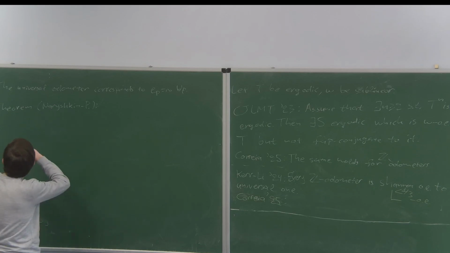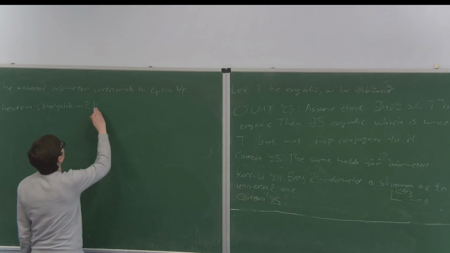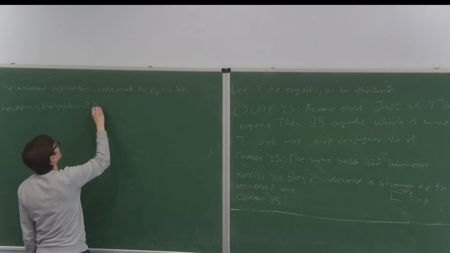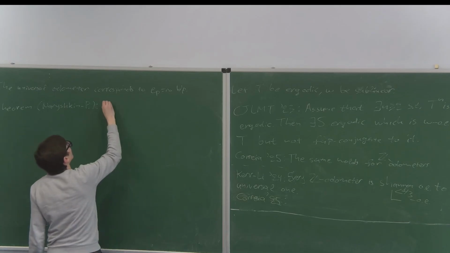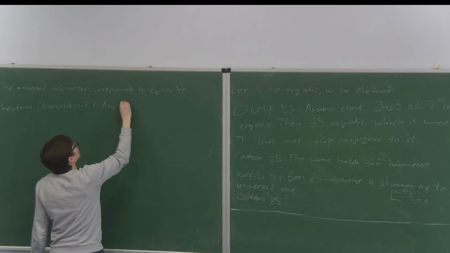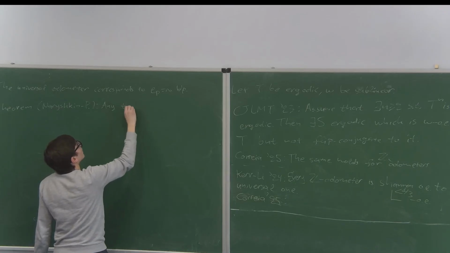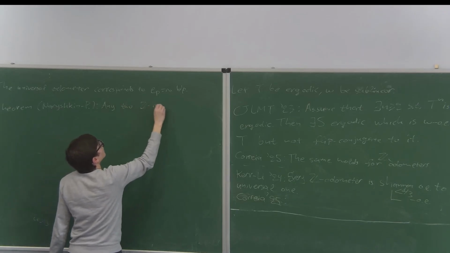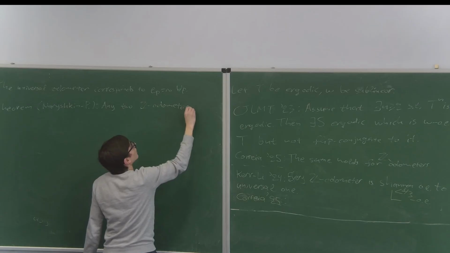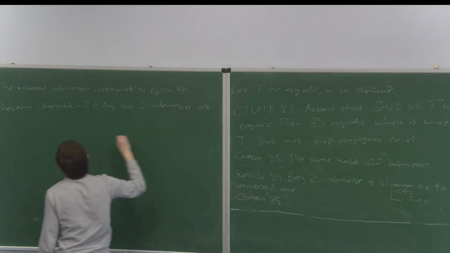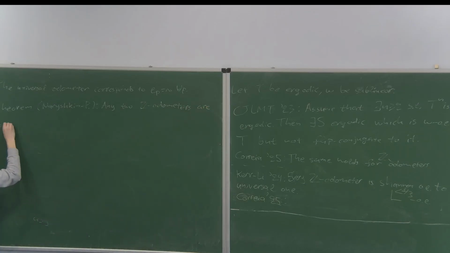But it turns out you get a lot more. Namely, you get the best possible bound you can get. So any two Z-odometers are sub L1 orbit equivalent.